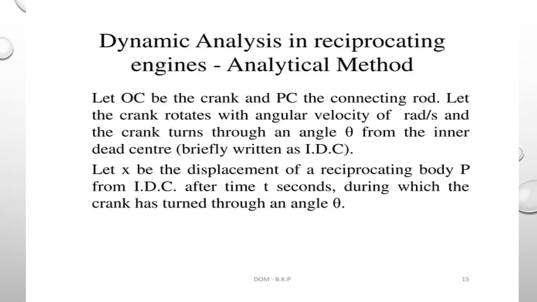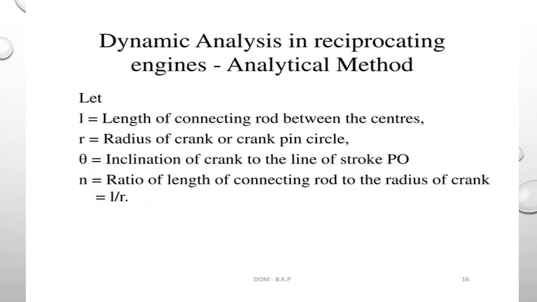Next is the dynamic analysis. OC is the crank and PC is the connecting rod. Let the crank rotate with angular velocity omega radian per second, and let the crank turn through the angle theta from the inner dead centre. Let x be the displacement of the reciprocating body from the IDC after time t seconds. Let L equal the length of the connecting rod, R the radius of the crank, theta the inclination of the crank, and n the ratio of the length of the connecting rod to the crank radius, that is n equal to L by R.